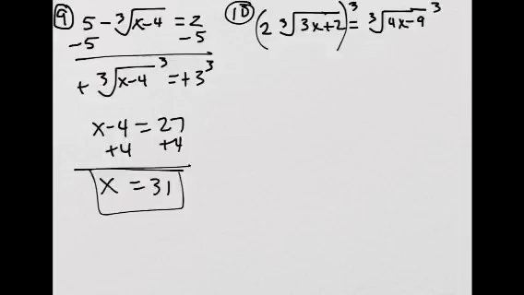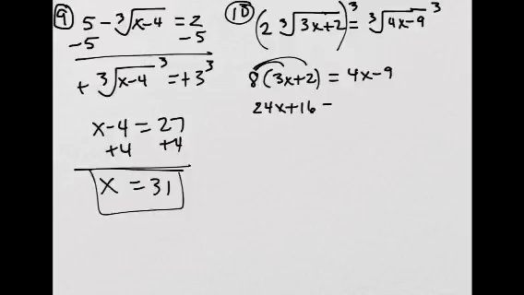So on the left side, we cube the 2, because notice the 2 is outside, so we have to cube it. So that's 8. And then the radicand comes out. And on the right side, we're left with 4x minus 9. So now we've got to distribute the 8. So that's 24x plus 16 equals 4x minus 9.